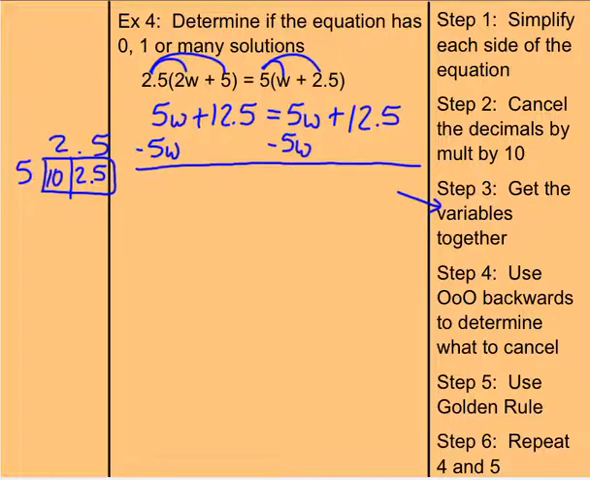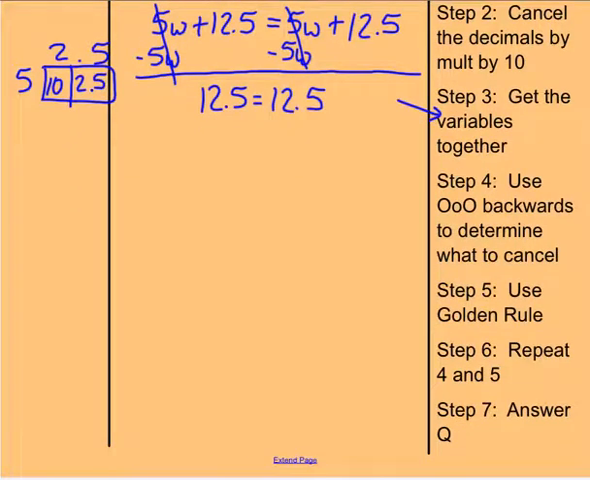What happens on the left-hand side? They cancel, leaving me with $12.50. On the right-hand side, they cancel again, leaving me with $12.50. My variables are gone, so I have no more equations to solve, so I'm jumping down to step 7 to answer the question. The answer to the question is, does 12.5 equal 12.5? Yes. So there are many solutions.